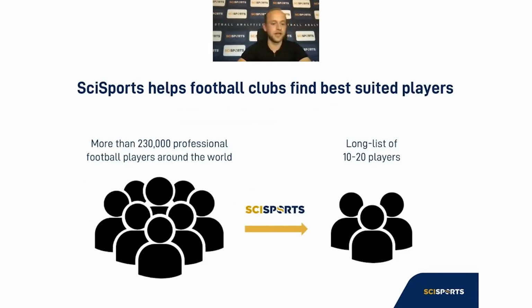And that's what I want to say here. So in the database at the moment, we have more than 230,000 professional football players around the world. And with some smart tricks, setting the right parameters, you can go from 230,000 players to a long list of 10, 20 players.